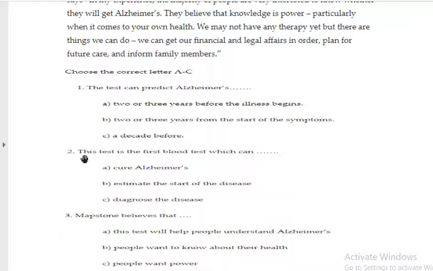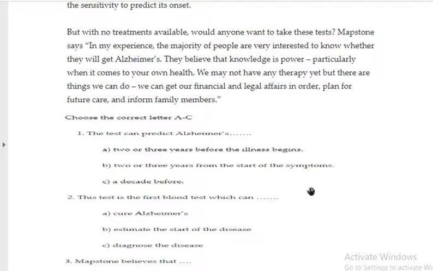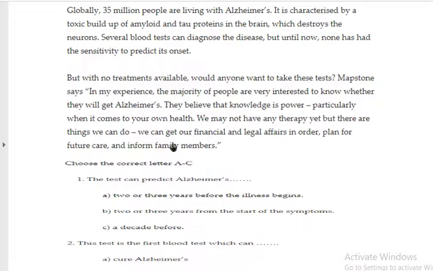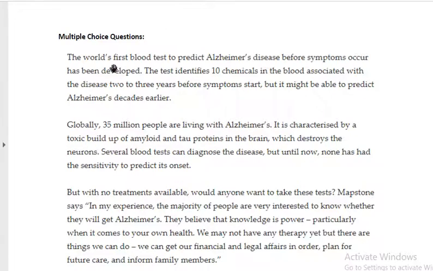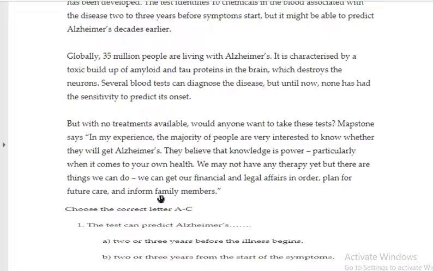So blank number 2, this is the test, the first blood test which can estimate the start of Alzheimer's disease. Now you can get the information about which option is best by reading the paragraph, or I suggest to my students that first they must read the question. What does the question ask? For example, the test can predict Alzheimer's. Now your mind is making you find the test which can predict Alzheimer's and its duration, and now you are scanning. For example, the world's first blood test to predict Alzheimer's disease before symptoms occur has been developed. So you have to first read the questions and then the paragraph.